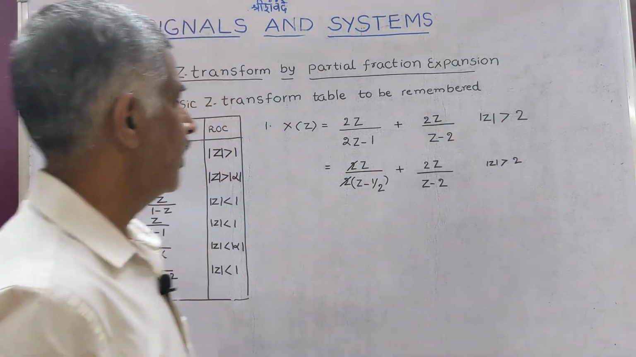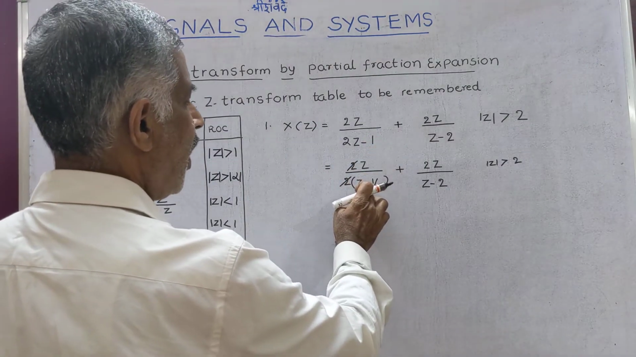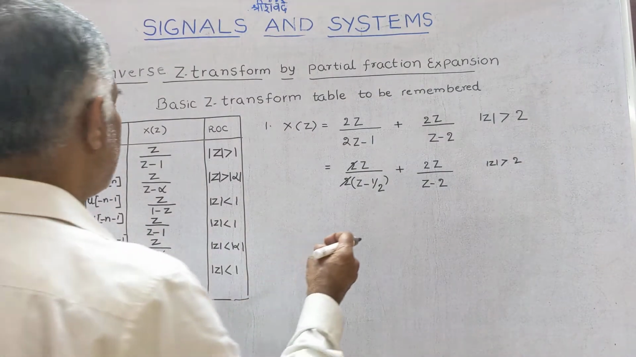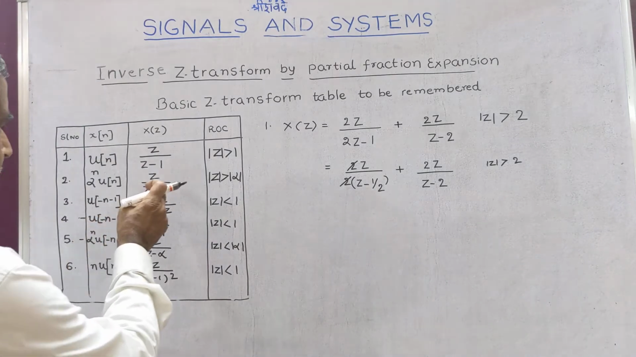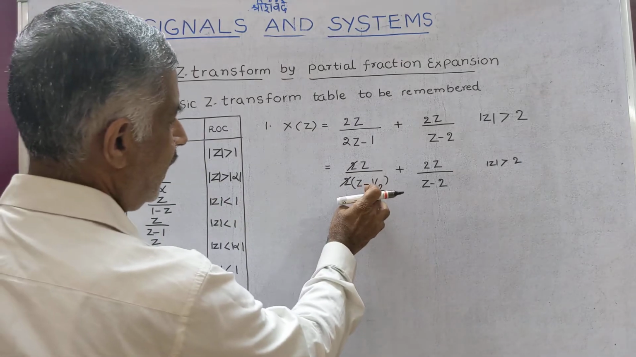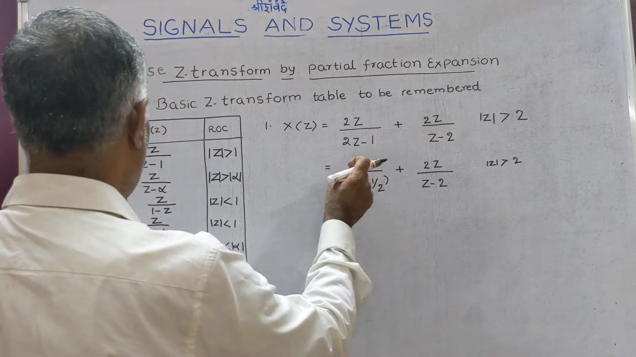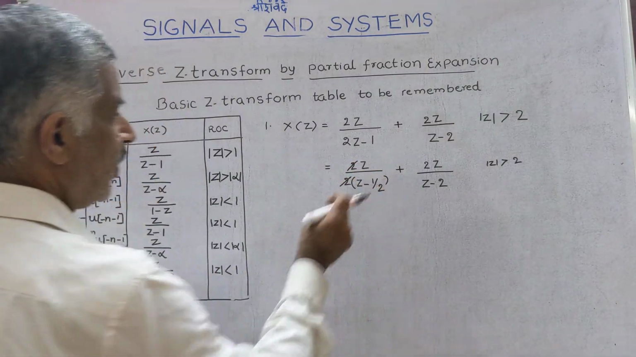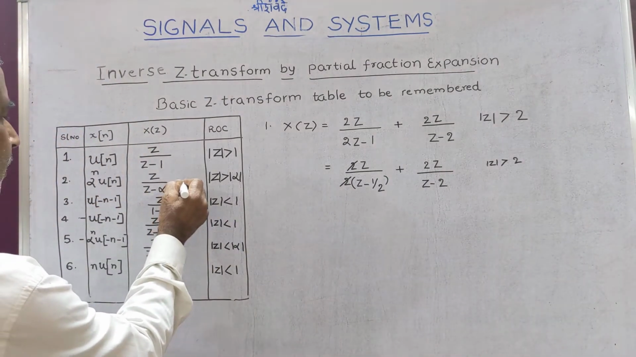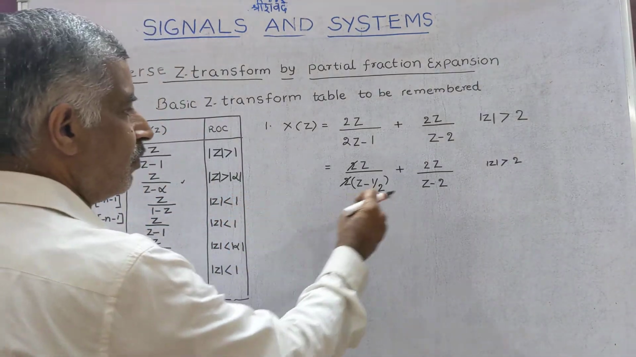You can now take the first term, z over z minus half. Which is the form here? It is the form z over z minus alpha. Here in the first one it is 1, but it is half. So z by z minus alpha, where alpha is half. This is the form.